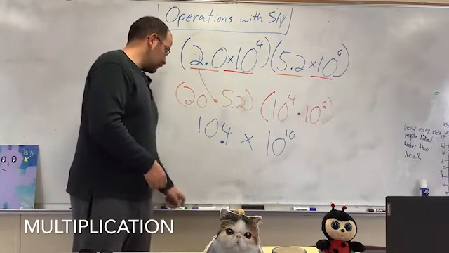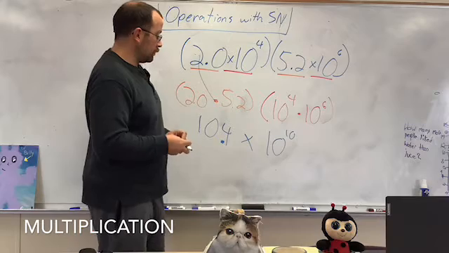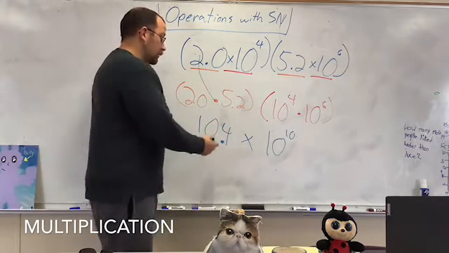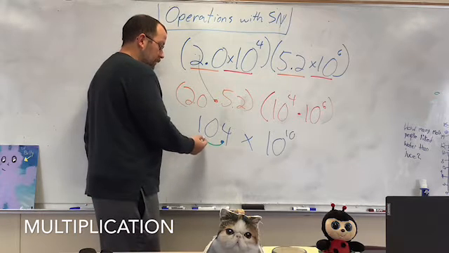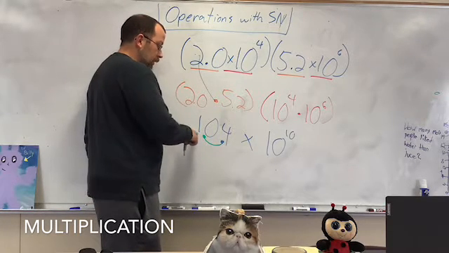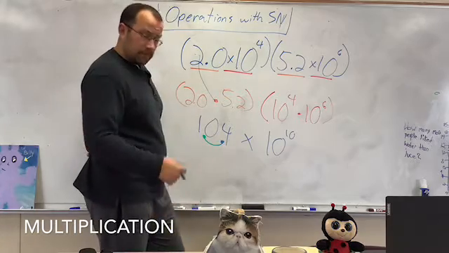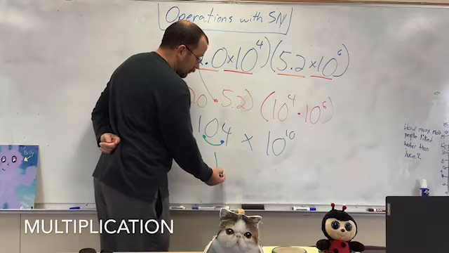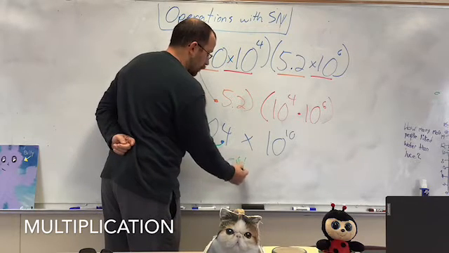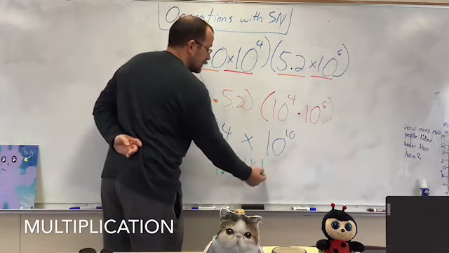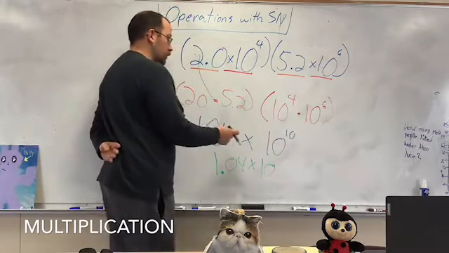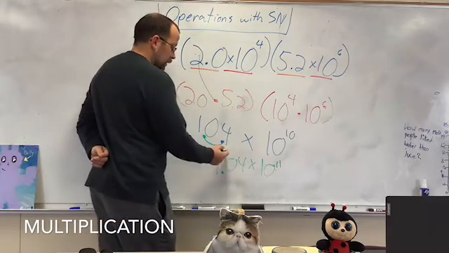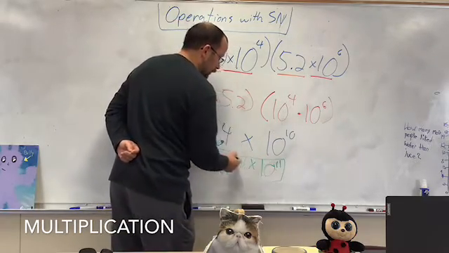No, it is not. This cannot be our answer because this number up front has to be between 1 and 9. It is 10.4. So what I have to do now is move that decimal over to make it between 1 and 9. Now it is 1.04. So I rewrite that 1.04 times 10, and now since I moved it over to the left, I add 1 and make it 11. So that is our final answer.